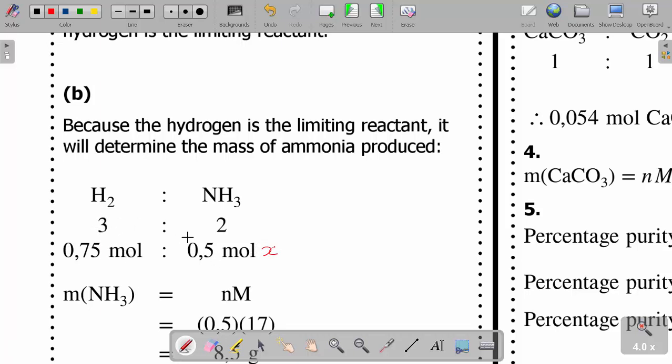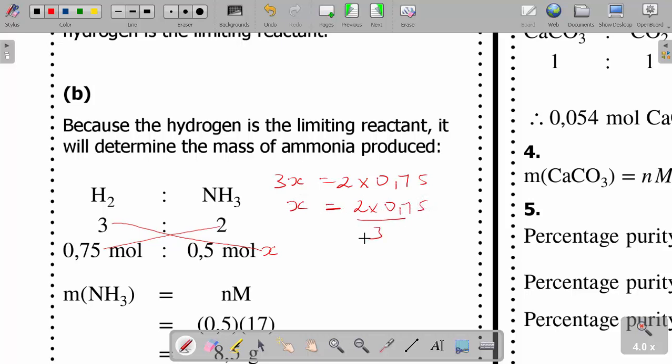I'm going to say 3 times x, cross multiply this 3 with this x here, equals 2 times 0.75. Look here, because 3 times x is 3x, equals what? Equals 2 multiplied by 0.75. Because I'm looking for x, I divide by what? I divide by 3. It's going to be 2 multiplied by 0.75 divided by 3.